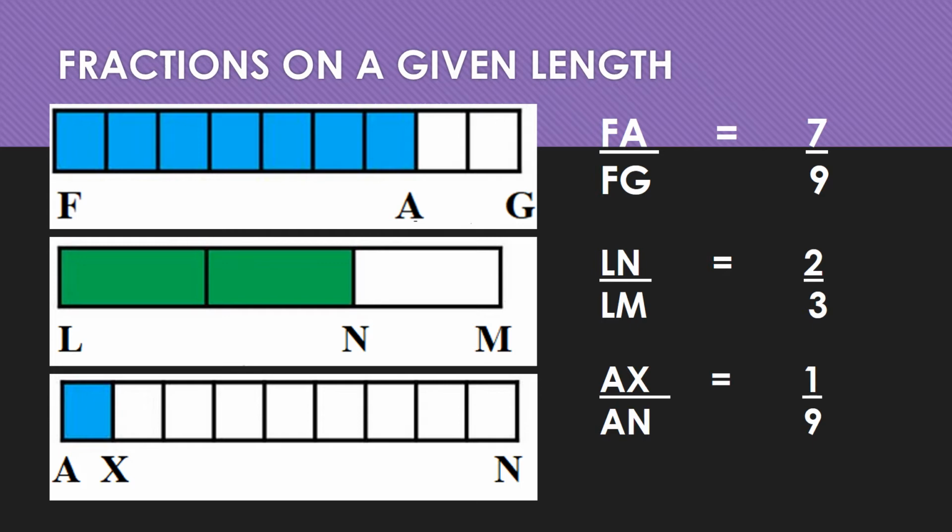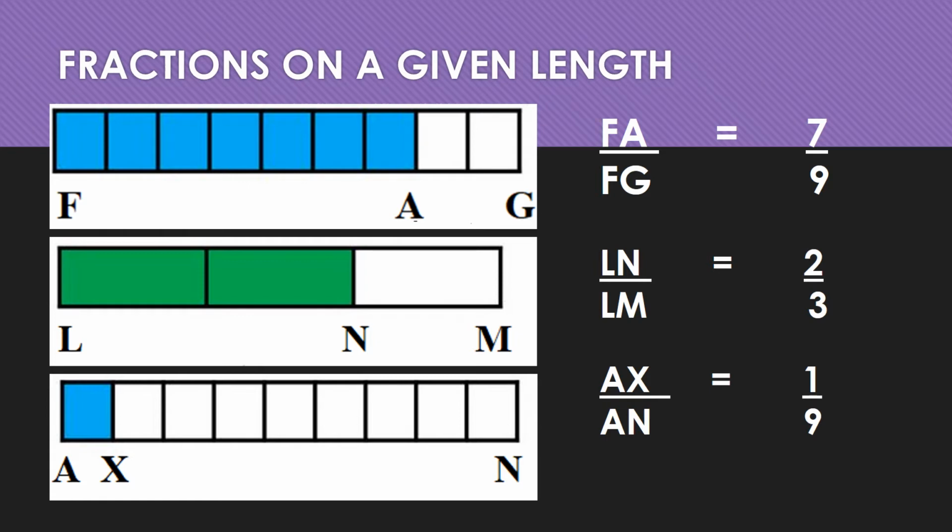The rectangle, or the fraction bar, has been cut into 3 equal parts and the length has been given as LM. The length of the whole fraction bar is LM, whereas the shaded portion is LN. So how do you find out the fraction on the given length? We find it depending on the shaded portion. The shaded portion's length is LN, so LN goes as the numerator, whereas the total length, that is LM, is the denominator. So can you tell me what is the fraction LN upon LM? It is 2/3. 2 parts of it have been shaded green out of the 3 equal parts it has been cut into.